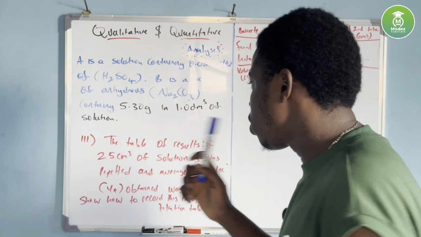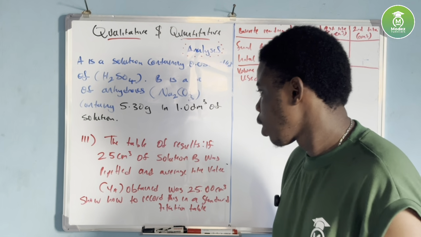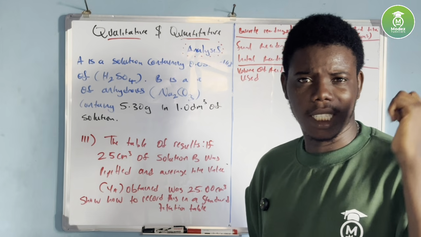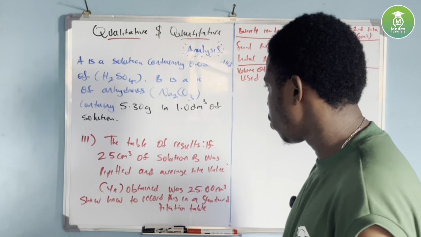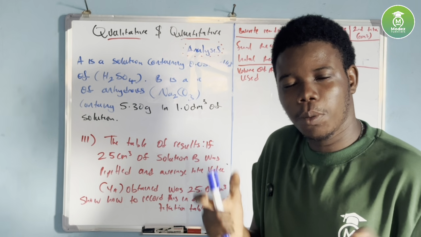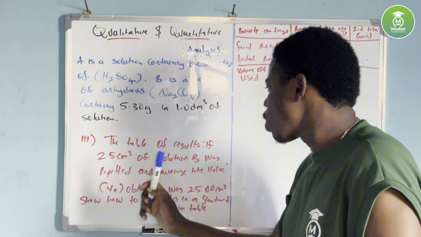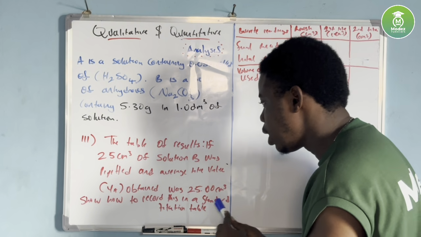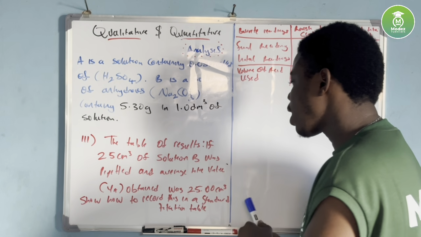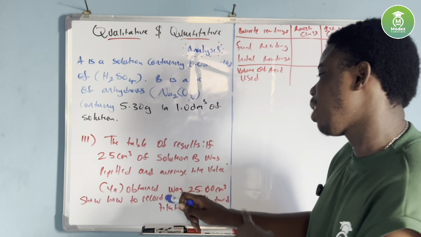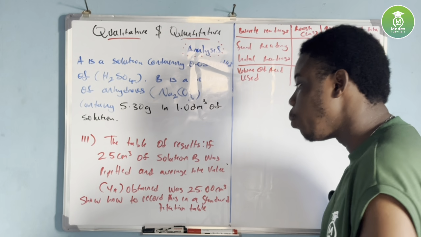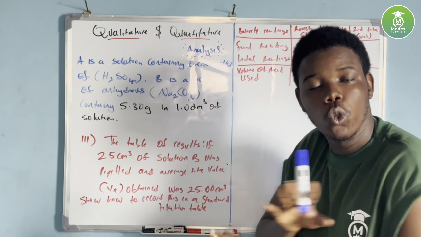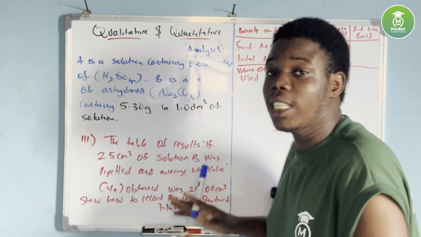Now, continuation of this particular question. This is the third part of the question. We talked about the indicator and the balancing of the equation before, right? So now this time around it is something different. They said: show the table of results if 25 cm³ of solution B was pipetted and the average titer value, the volume of acid obtained, was 25 cm³. Show how to record this in a standard titration table.